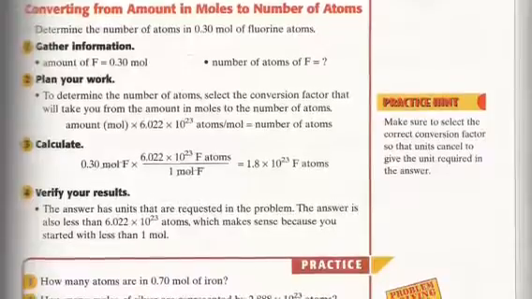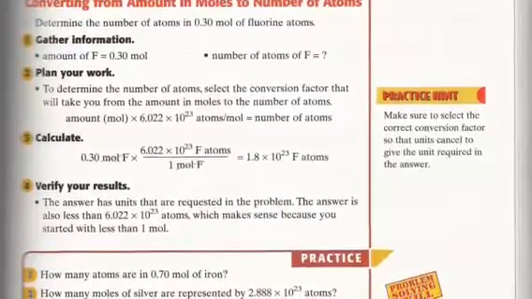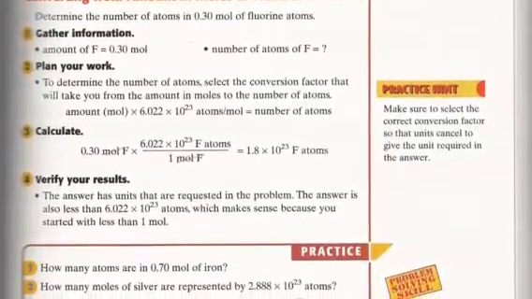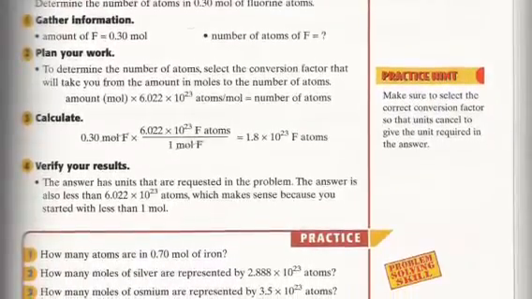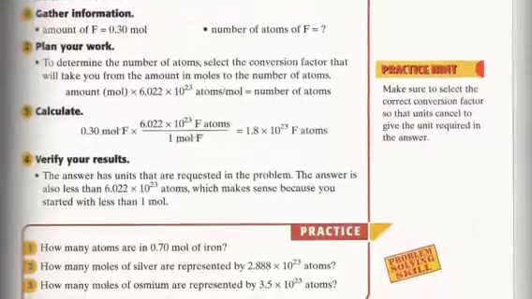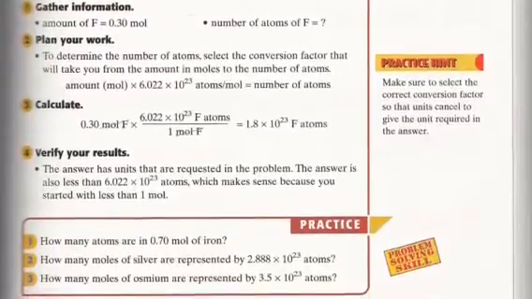Practice. 1. How many atoms are in 0.70 mole of iron? 2. How many moles of silver are represented by 2.888 times 10 to the 23rd atoms? 3. How many moles of osmium are represented by 3.5 times 10 to the 23rd atoms?